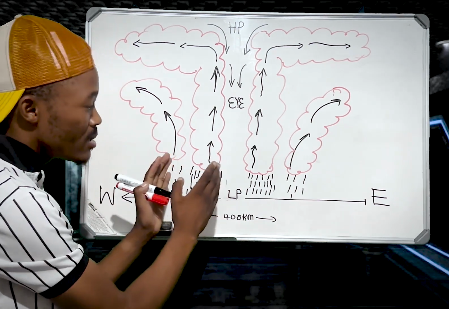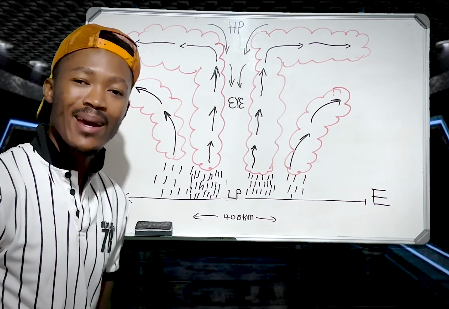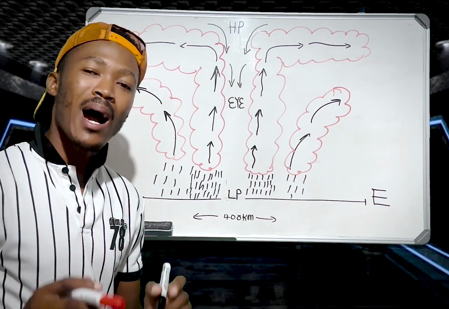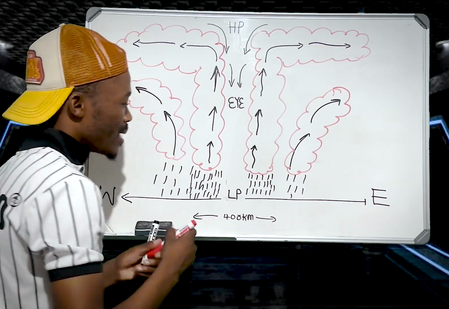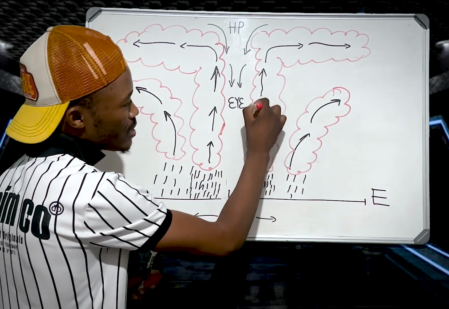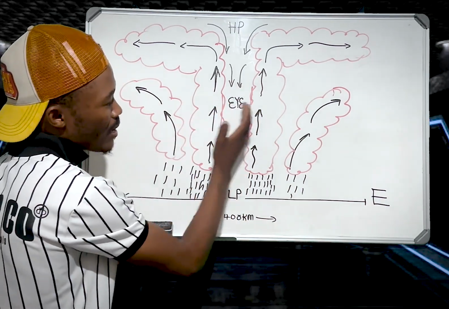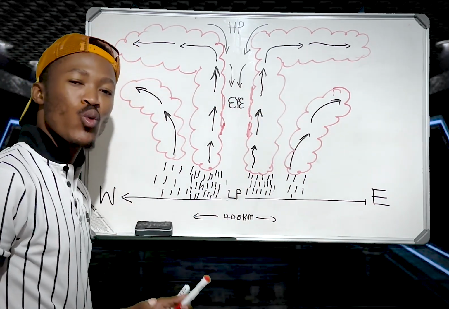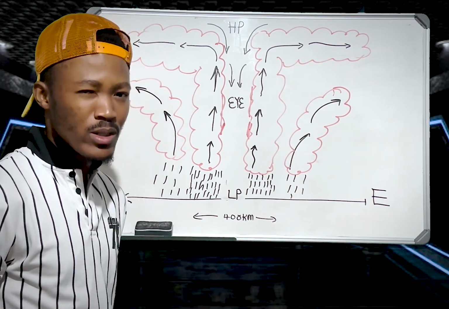Now, when these conditions occur, they occur at an area that we call the eye wall. The eye wall, it is this region surrounding the eye. We call it the eye wall. And this is where the most violent conditions of the tropical cyclones are found.